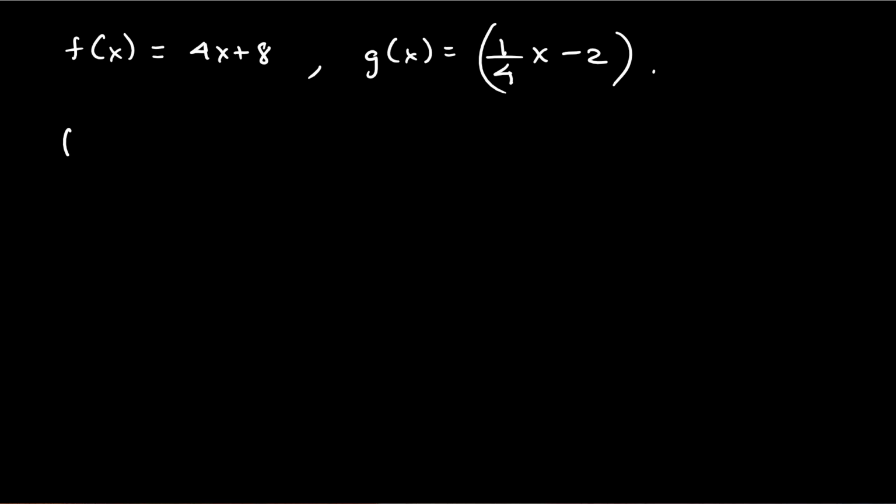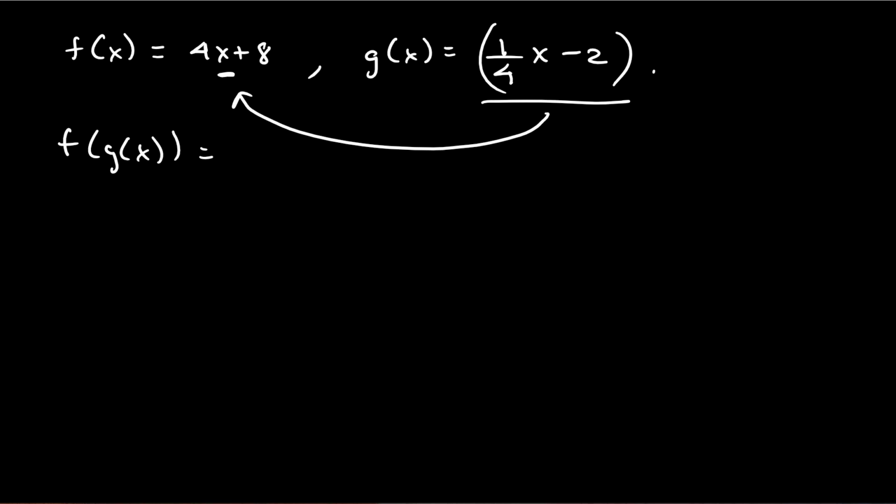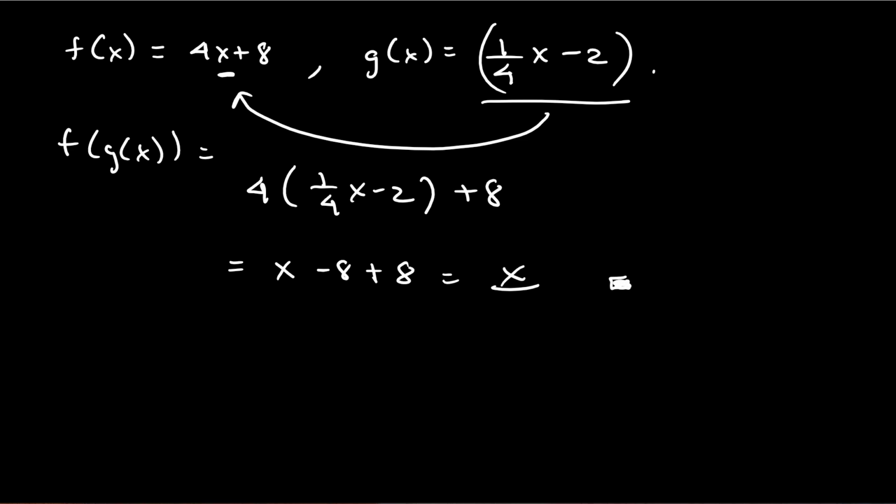Suppose I had f of x equals 4x plus 8, and g of x equals 1/4 x minus 2. And I was asked, what is f of g of x? Well, again, remember, wherever I see an x in f, replace that with g of x. So I'm going to have 4, replace all x's with g of x, so 4 times (1/4 x minus 2) plus 8. That's going to be 4 times 1/4 x, that's just x, and then 4 times minus 2, that's minus 8, and then we have a plus 8. So we're left with x. So that's a little introduction on composite functions. Now we're ready to move on to the chain rule.